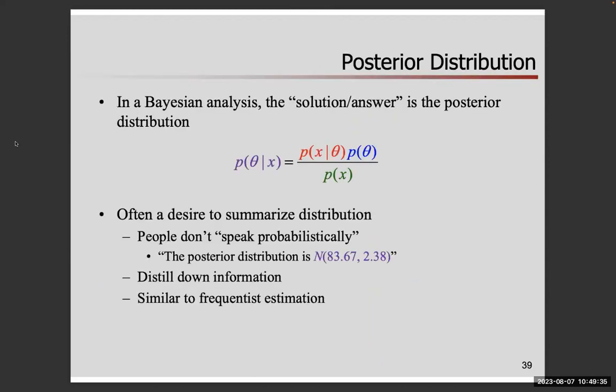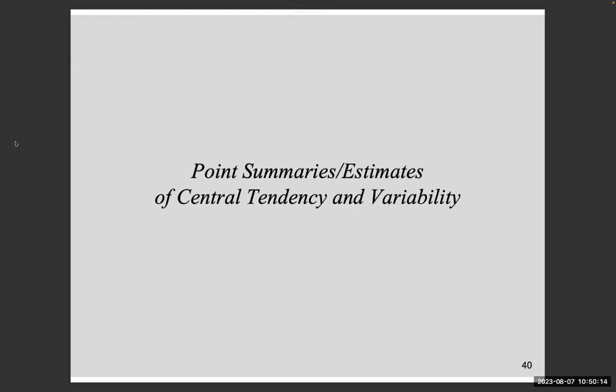Another feature of Bayes inference that's important for understanding some of its advantages is how we summarize it. Strictly speaking, our answer is a posterior distribution, but most people don't want to talk that way. If someone asks what's the unknown mean, and I say the posterior distribution is normal with mean 83.67 and variance 2.38, that's not going to help a lot of folks. Most people want to distill down information or get things they're used to seeing, like in frequentist inference, an estimate, something like a standard error term, something like a confidence interval. And we have analogs of those things in Bayesian inference.